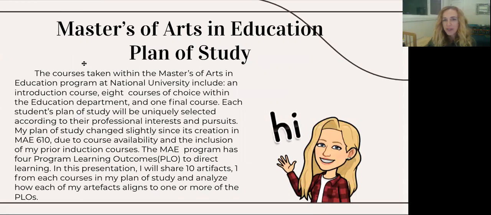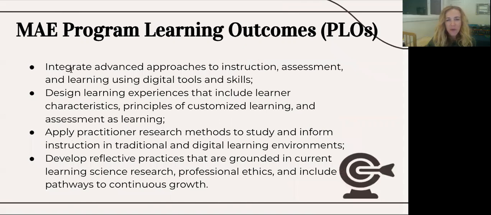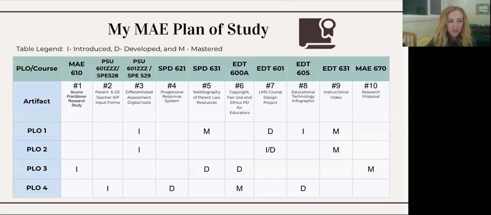This is just a description of what I just said. Here are the 4 PLOs of the MAE program. This table organizes the artifacts by course that I've taken, and shows whether it looks for competency at 3 different levels: the introduced, developed, or mastered level.